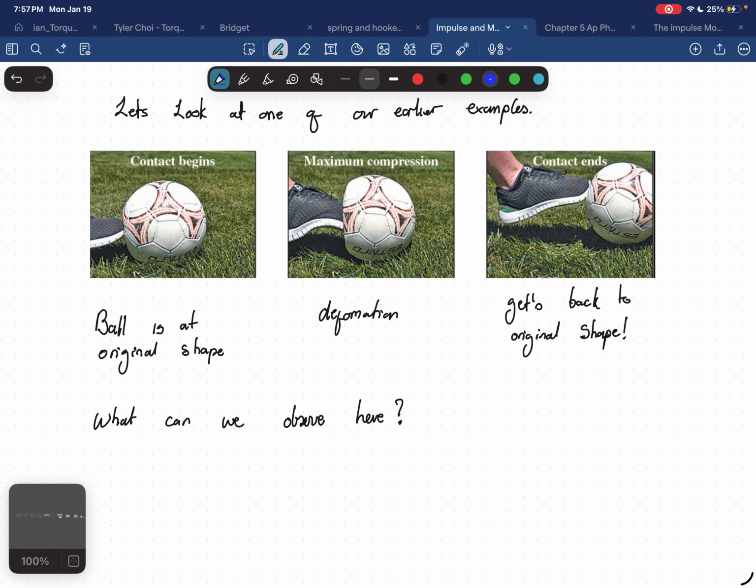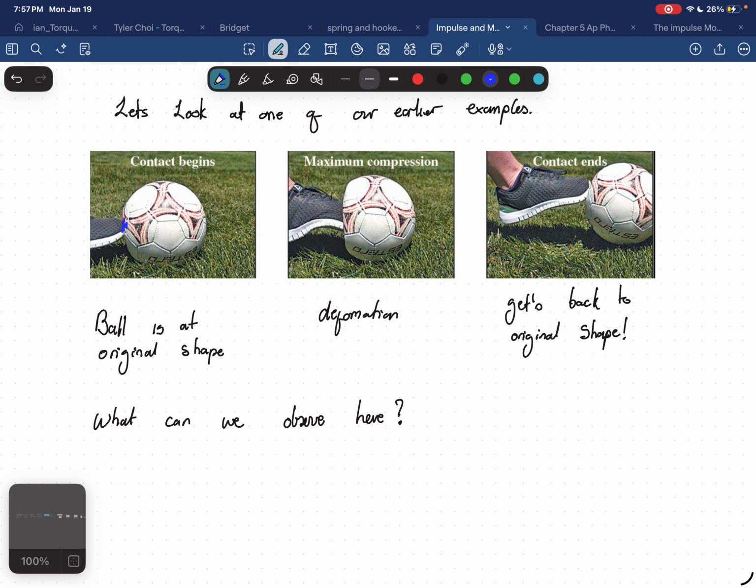So let's look at one of our earlier examples that I mentioned. I was talking about a soccer ball and a foot. So basically what I mean when I say deformation is shown excellently by these three sequence of images. Before a soccer player kicks a ball, or at the moment a soccer player just hits a ball, he gently touches it, the ball is still in its original shape.